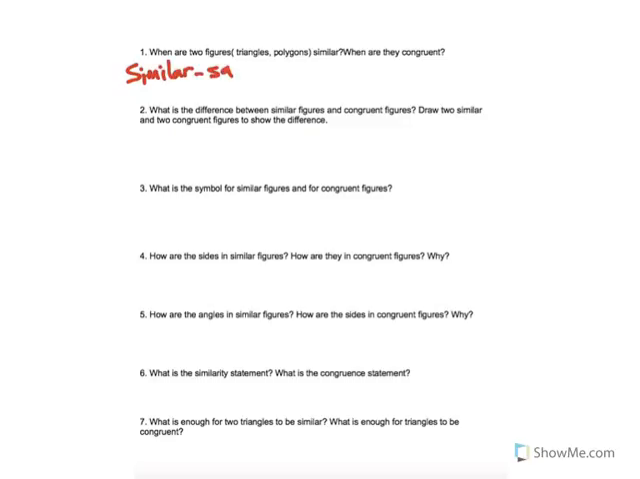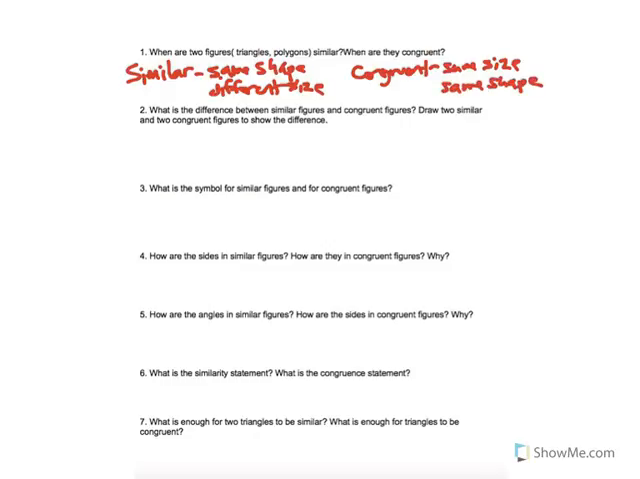Two things are similar when they have the same shape, but they are a different size. Two things are congruent when they are the same size and the same shape. When we say shape, we're referring to the angles. So corresponding angles are going to be congruent, and yet sides are going to be different. Okay?